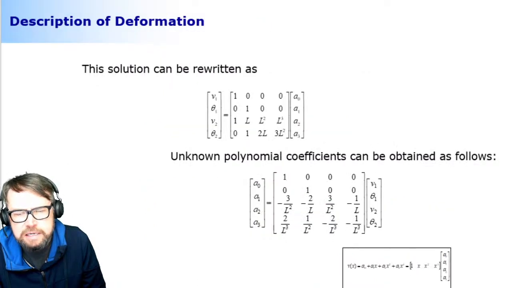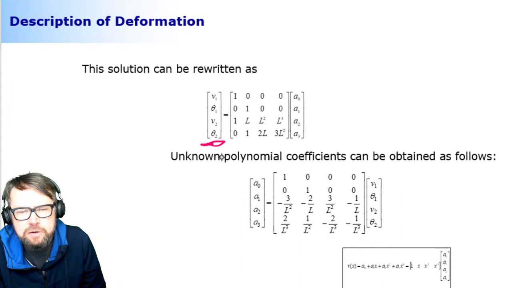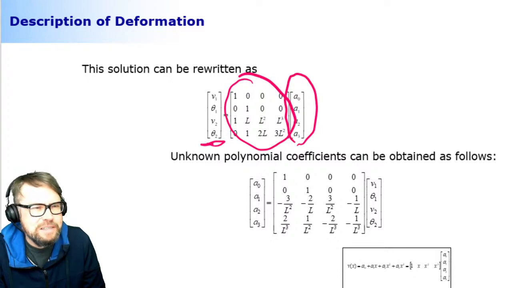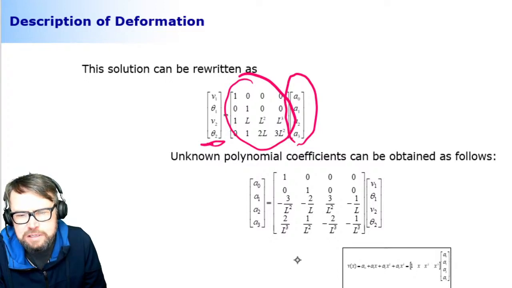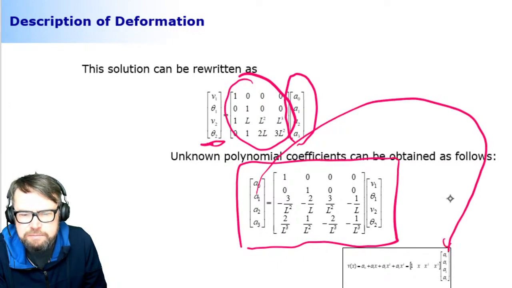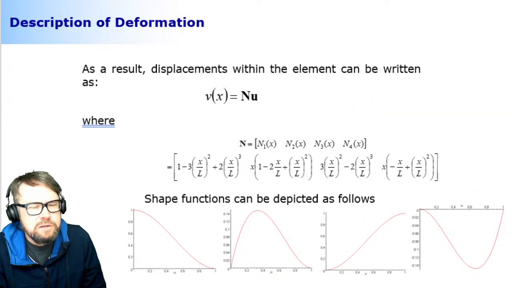Okay, and I guess that you know what I'm about to do next. I'm now relating my nodal degrees of freedom and my polynomial unknowns. And really the thing to do here is to take this matrix, which in my case was 4 by 4, and invert it. And once it's inverted, this is how it looks. This information then finally will be substituted here. And what we're going to get as a result is the shape functions.